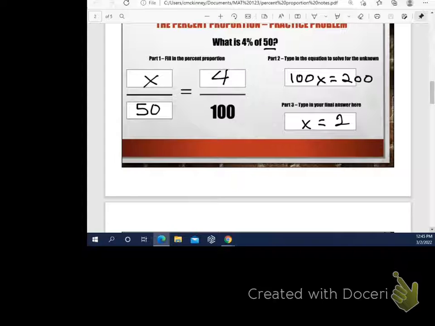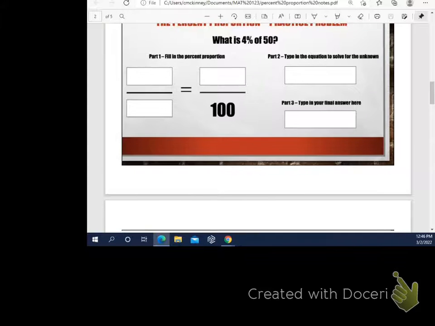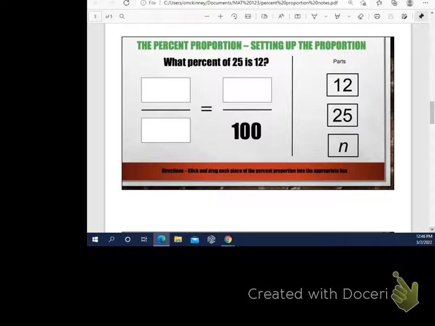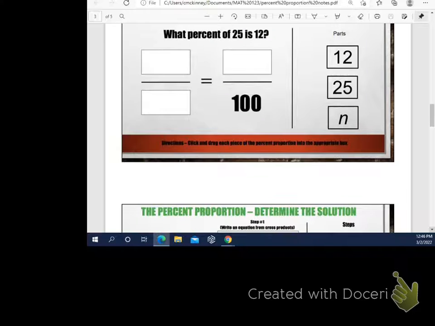But when we start getting things with decimals, not a whole number percent, not nice numbers that go into 100 evenly, it's going to be helpful if we have a strategy that we can use any time. So this time, what percent of 25 is 12?